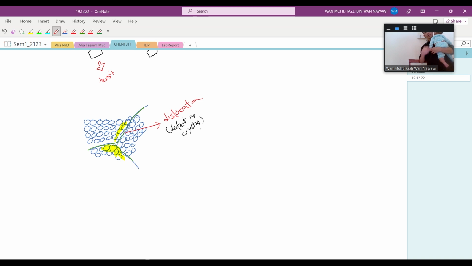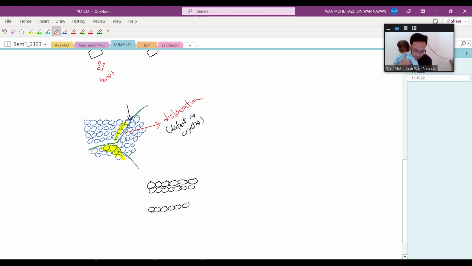Dislocation here doesn't mean there are no atoms. It's just like they are extra. For example, let's say this is normal, like this. But if you have a dislocation, for example here, there are extra atoms. They are still atoms in the lattice, but the atoms are not aligned perfectly. So there are extra atoms or there are fewer atoms.